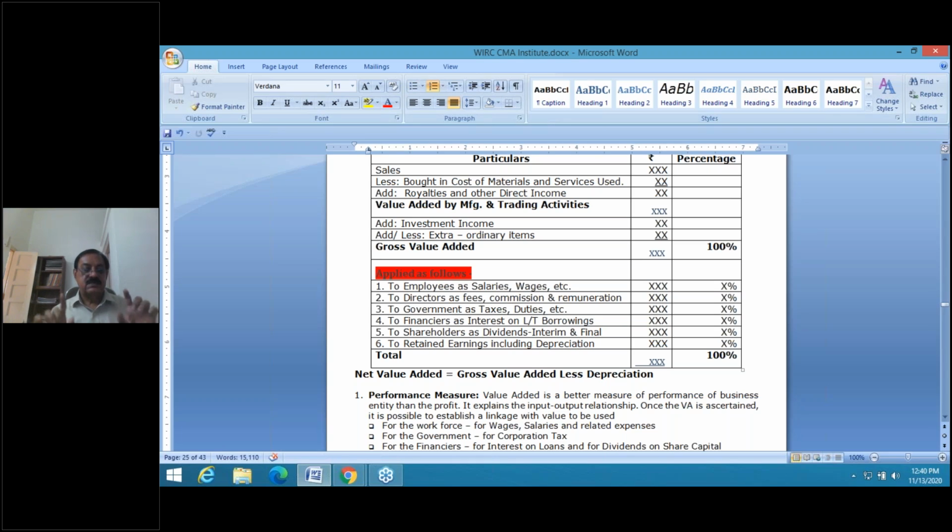So again, I refer, this is the format, just P&L items. You take your P&L and put it under the appropriate head. You will get the value added statement. And your sources and application should be tallied. In application, you have to give item wise percentage also. So how much profit is made available to whom, that can be known easily.